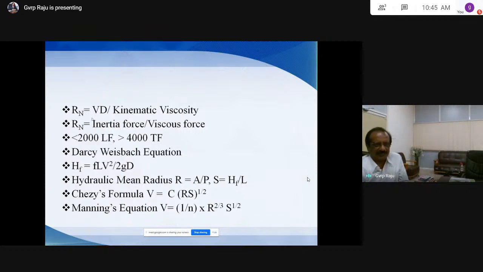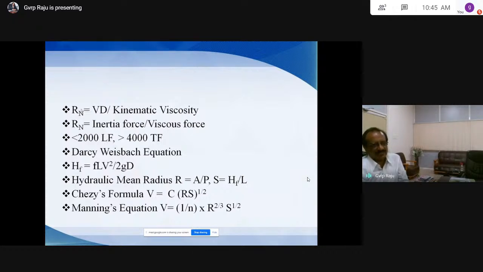For example, you see here, this is the kinematic viscosity. What is the unit of kinematic viscosity? It is Stokes or meter square per second. The velocity is in meters per second, and d is in meters. So meter square per second by meter square per second, the Reynolds number has no unit. Kinematic viscosity is nu, which is equal to mu by rho, that is, dynamic viscosity by mass density.